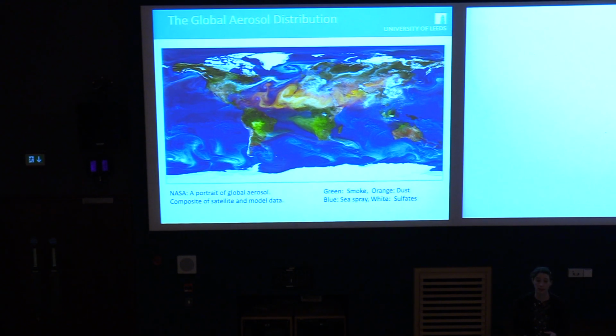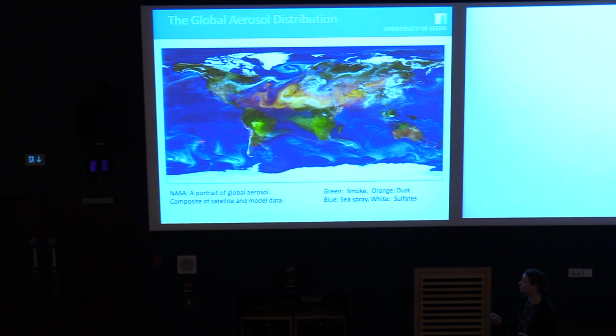And this is an image that is produced by NASA. What they've done is they've taken satellite observations of the aerosol optical depth, and then they've used information from a computer model, similar to GLOMAP mode, but not the same, and they've used that information from the computer model to add a false colour to the image to tell you what these different types of aerosol are in the atmosphere. So they've identified 4 different types of aerosol.